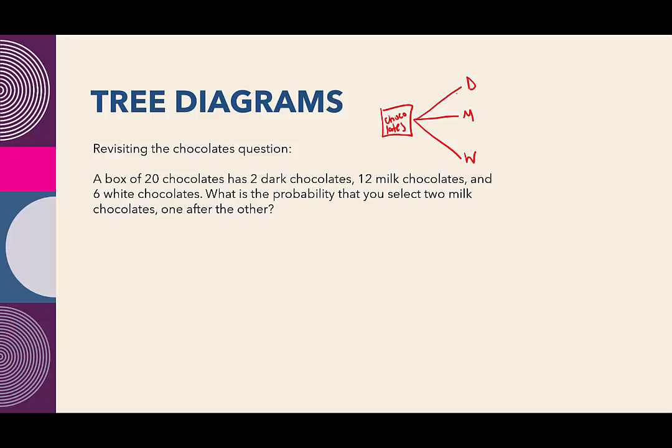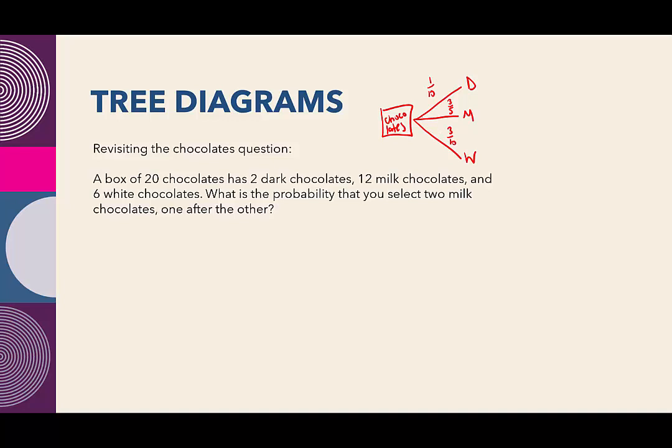Okay, so then the dark chocolate, and we're going to put the probability along the branch. You can leave it unsimplified or you can simplify it. Dark chocolate, there's 2 out of 20. So I can either write 2 out of 20 or I can put 1 out of 10. Milk chocolate was 12 out of 20, which I can either just say 12 out of 20 or 3 out of 5. And white chocolate is 6 out of 20. I can simplify that to 3 over 10.